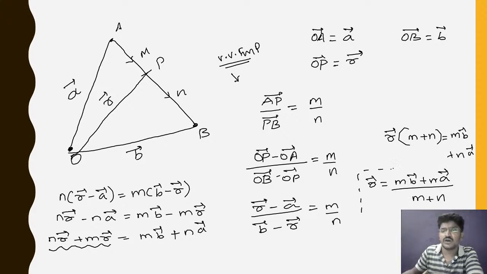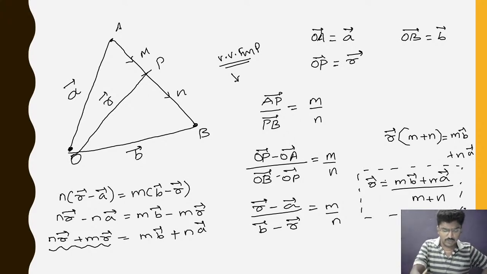So this is your required result. So the position vector of point P is equal to vector R equal to m vector B plus n vector A divided by m plus n. So this will be the position vector of point P.